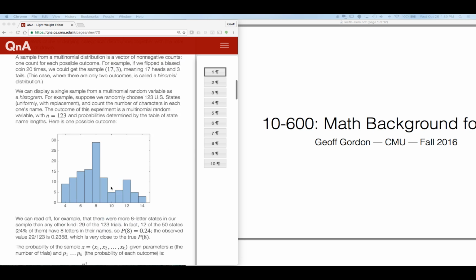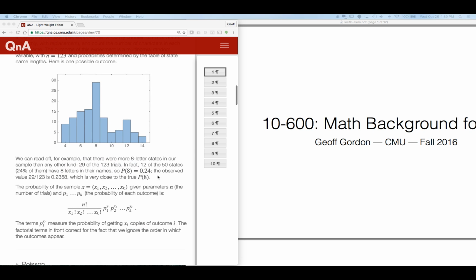As a matter of fact, if you go down here, 24% of states have an 8-character name. And we actually had extraordinarily close to that, 29 out of 123. So 0.2358 was the actual fraction in our sample. That, by the way, is closer than you would expect to get by chance, but we got lucky on this particular example.